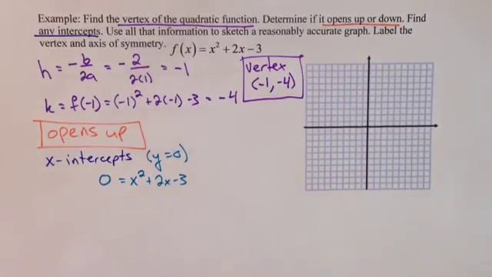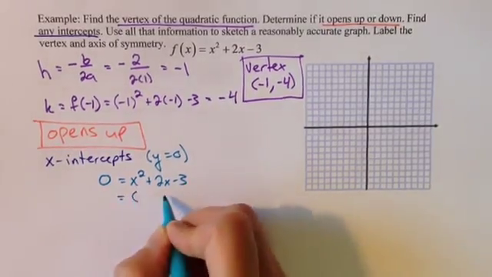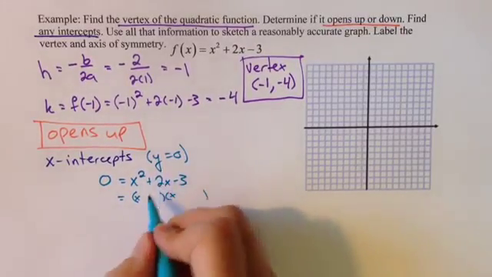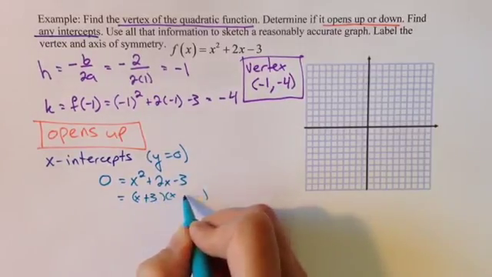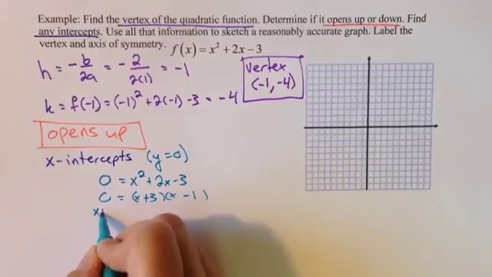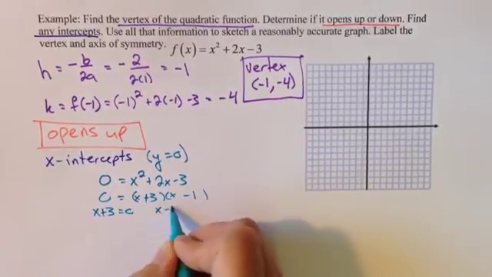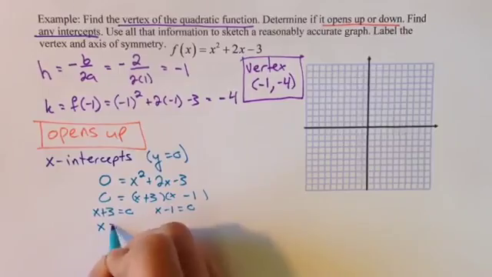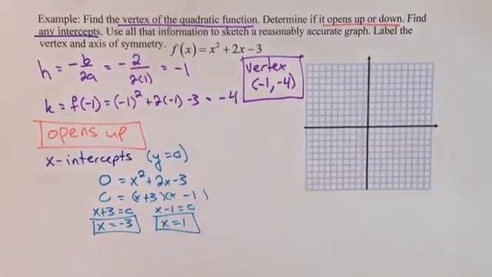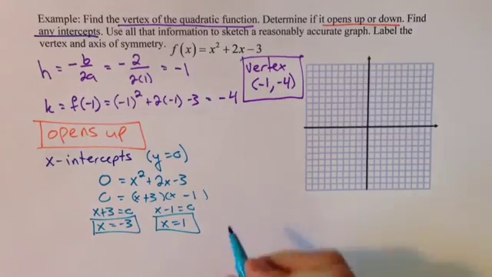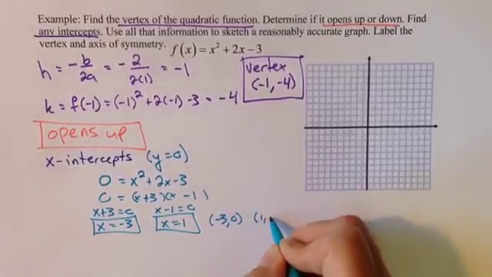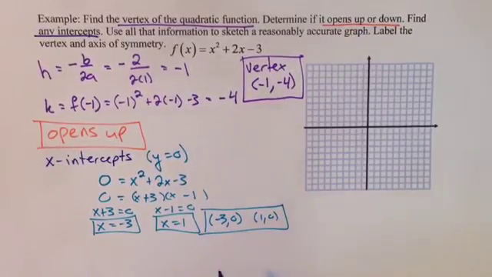This is a quadratic, so I'm hopeful that I can solve it by factoring. And sure enough, factors of negative 3 that add up to positive 2 are positive 3 and negative 1. And this gives me two equations. Either x plus 3 is 0 or x minus 1 is 0. So x is negative 3 and x is 1 are the two x-intercepts. Now notice we could write those as the points negative 3, 0 and 1, 0 as ordered pairs.